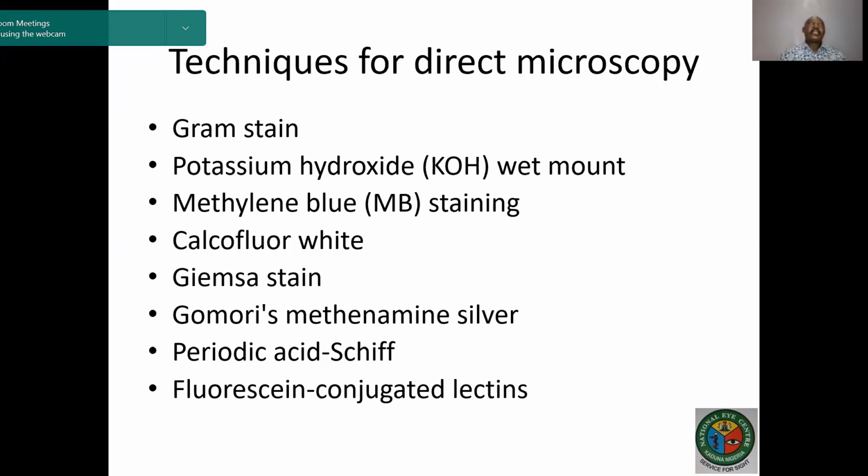The most popular and age-long process is the Gram staining. We also have the potassium hydroxide wet mount. We have the methylene blue staining, calcofluor white, Giemsa stain, and several of those. But for shortness of time, we will just be looking at one or two of such techniques, which should be readily available in any hospital that offers services for corneal ulcer management.